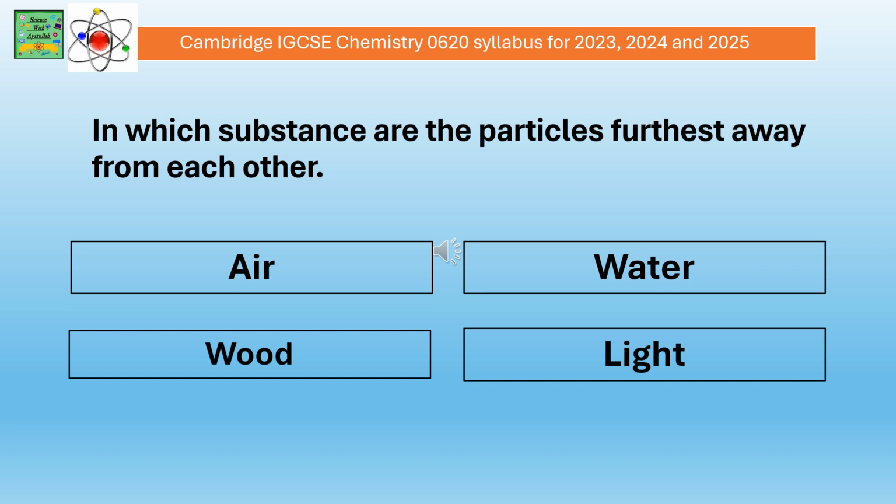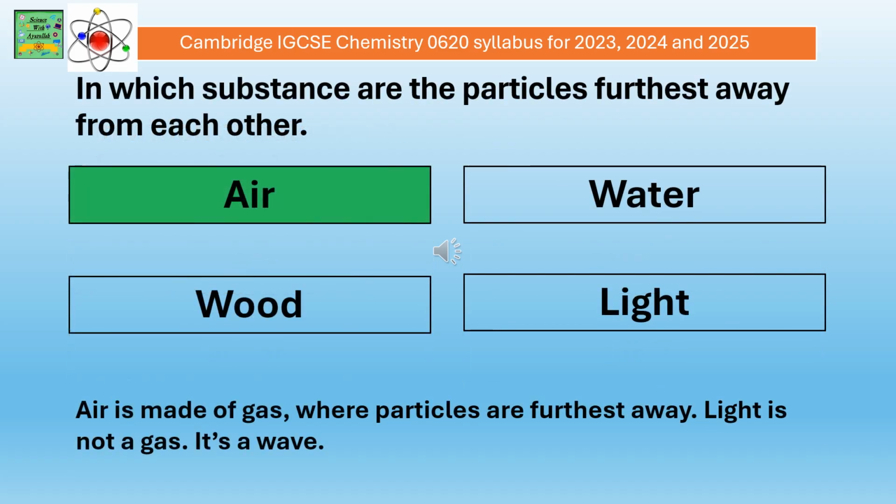In which substance are the particles at a greater distance from each other? Air, water, wood, or light? The correct answer here is air, because air is a gas. The particles are farther away, and water is a liquid, wood is a solid, and light is considered a wave.